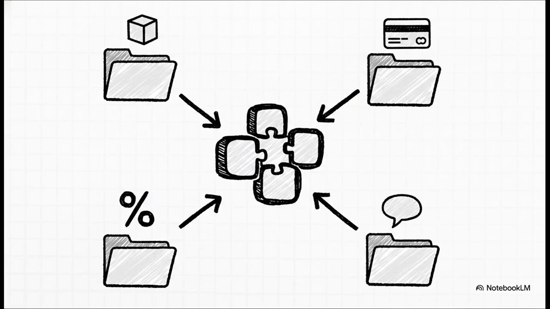But wait, there's more. It's not just about the status. The data is also split up by what kind of information it is, the record type. Think of it like this.